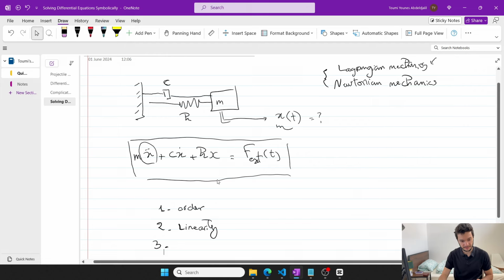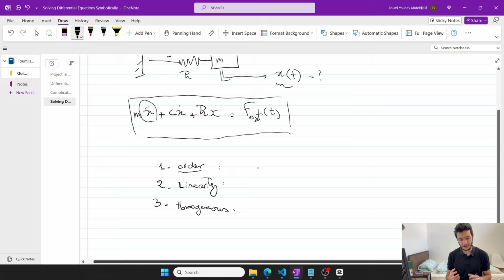And third of all, it is homogeneity. Okay, so let's analyze all of these. Now, the order here represents the number of the highest derivative. For example, here, the highest derivative is the second derivative across time, so it will be of second order in time. Now here, the linearity refers to this x variable here.